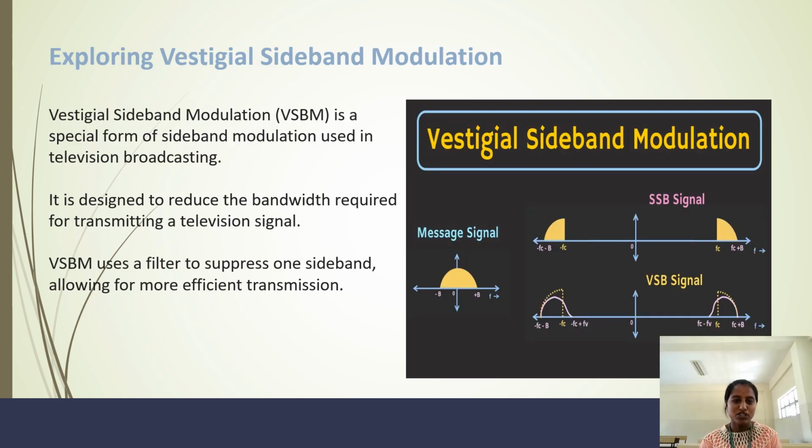Vestigial sideband modulation is a special form of sideband modulation used in television broadcasting. It is designed to reduce the bandwidth required for transmitting a television signal. Vestigial sideband modulation uses a filter to suppress one sideband, allowing for more efficient transmission.